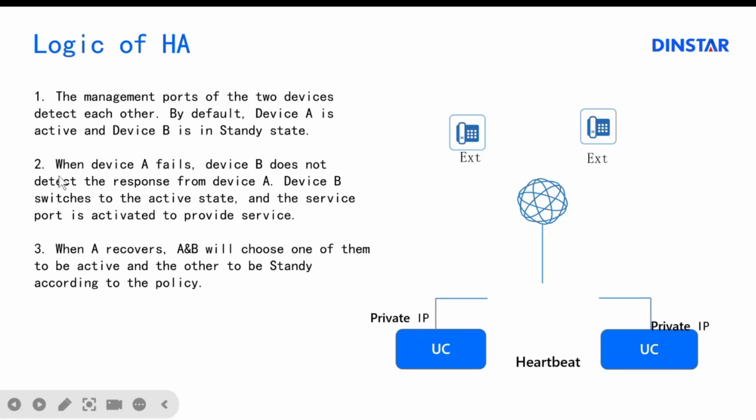And when device A experiences a failure, device B will not receive a heartbeat response from device A. At this point, device B will automatically switch to the active state, activate its service port, and take over all business services to ensure service continuity. And after device A recovers, the two devices will re-determine their active-standby roles according to the pre-configured priority policy.